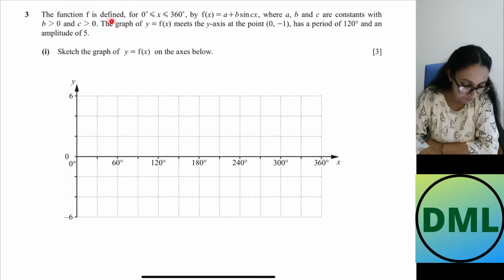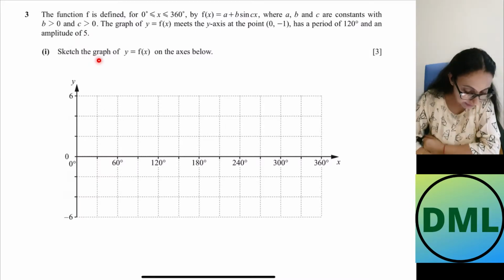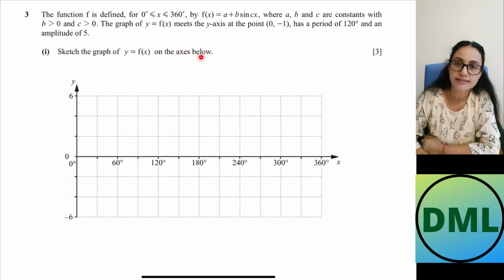The function f is defined for x 0 degree to 360 degree by f(x) is equal to a plus b sine cx, where a, b, c are constants with b greater than 0 and c greater than 0. The graph of y is equal to f(x) meets the y-axis at the point (0, -1), has a period of 120 degree and an amplitude of 5. Sketch the graph of y is equal to f(x) on the axis below.